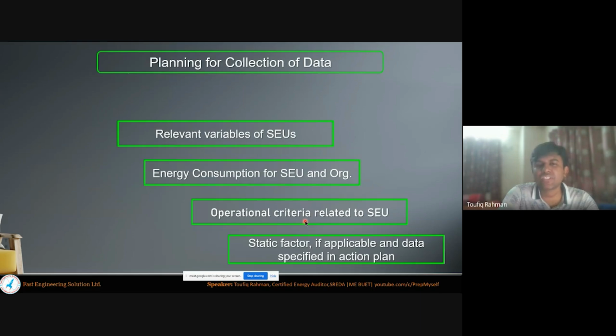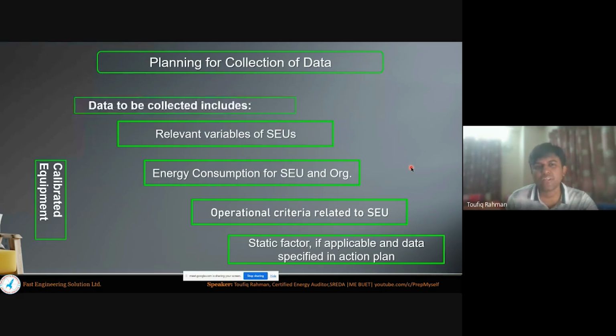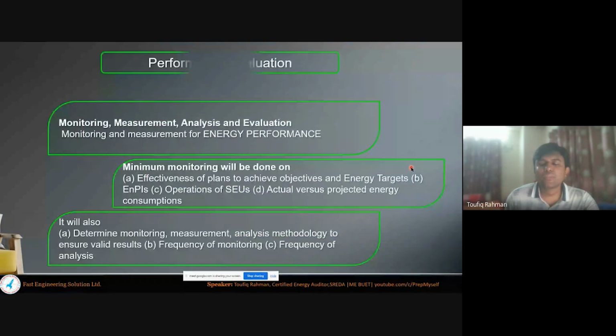If the data collection is in place, we need this data collection with calibrated equipment. After that, data collection has been done and we go for the performance evaluation. If the performance is good, then we carry on with all the monitoring system. If it is not, then recalibrate or readjust the planning. Then we say that the planning was wrong.